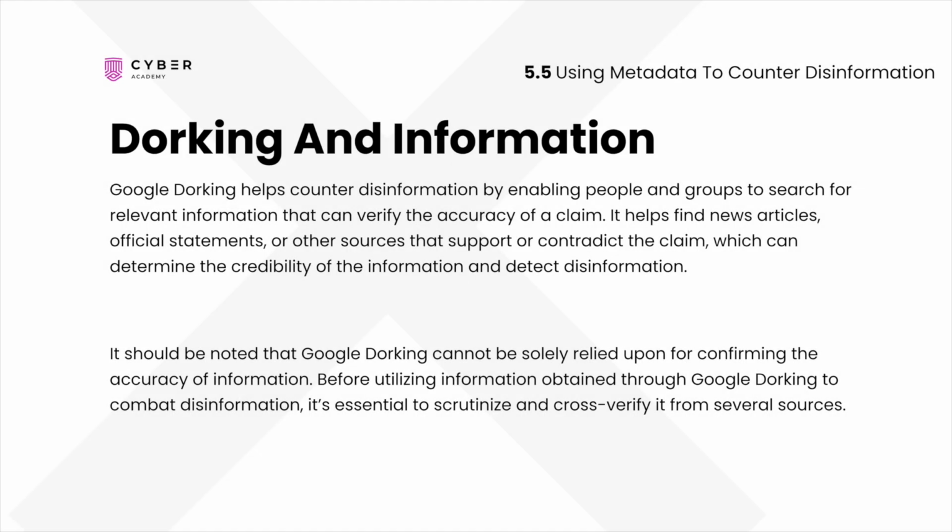Google dorking can be used to counter disinformation by allowing individuals and organizations to search for and find information that may be relevant to verifying the accuracy of a particular piece of information. For example, a Google dork search can be used to find news articles, official statements, or other sources of information that support or contradict a particular claim. This can be helpful in determining the credibility of a particular piece of information and in identifying instances of disinformation.